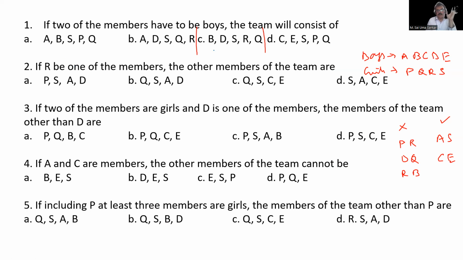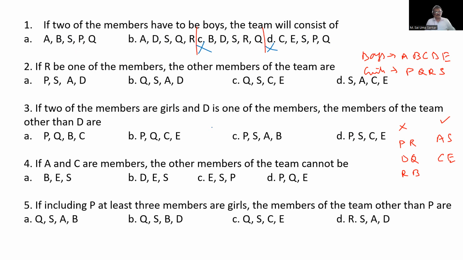If 2 of the members are boys, that means any 2 members out of 5 members, the team will consist of. Directly go to the options. A and S: suppose A is there, S must be there. Here it is not there, so just strike off that option. Next, strike off this option. Why? Because A and S go with each other. In the third and fourth options, S is there, but A is not there. Just strike off those 2 options.